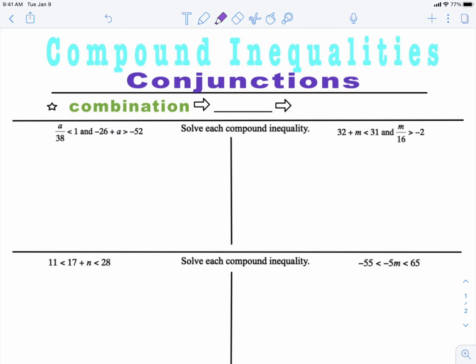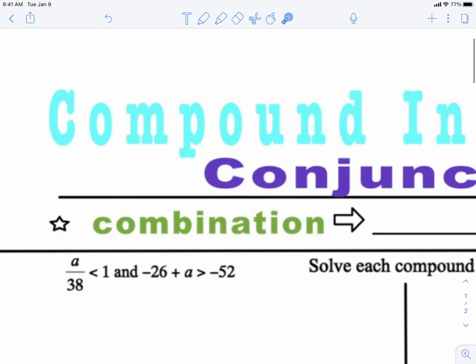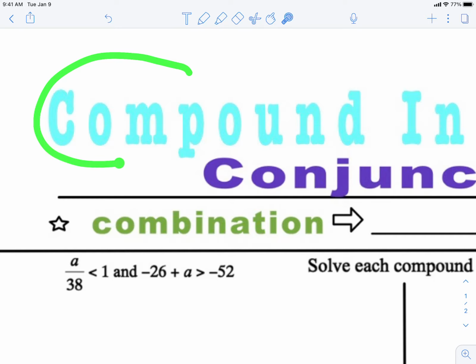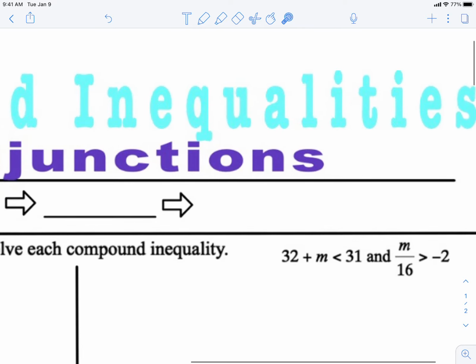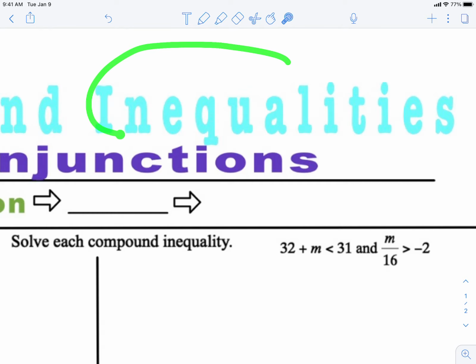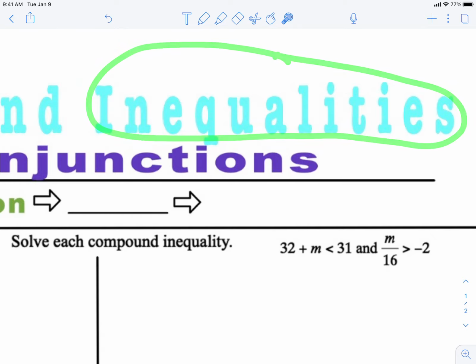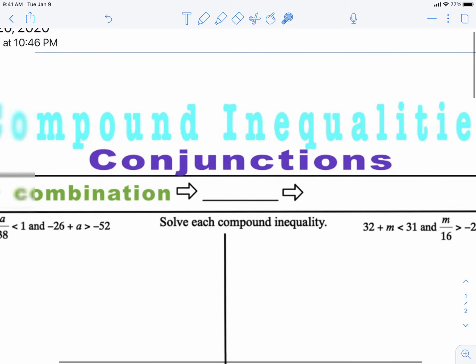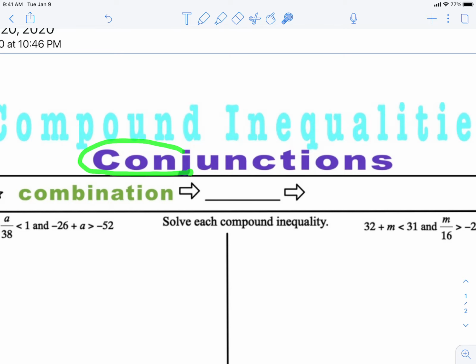Okay, hello students. Today we are working on compound inequalities, conjunctions. So what that means is, what does the word compound mean? Compound means more than one, right? More than one. Inequalities, we know what inequalities means, right? It means not equal. And conjunctions means we write them together.